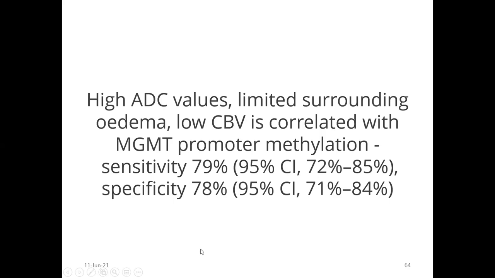It is seen that a glioblastoma with high ADC values, limited surrounding edema, and low perfusion is very much correlated to MGMT promoter methylation, with a sensitivity of 79% and specificity of 70-80%. So if you have a glioblastoma with high ADC values, less edema, and low perfusion, you can think that it is a good prognosis, and with MGMT promoter methylation, that is more prognostic for temozolomide use.